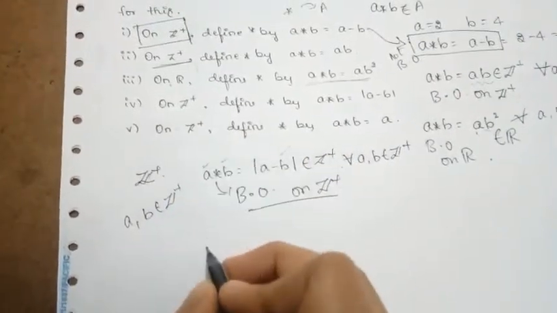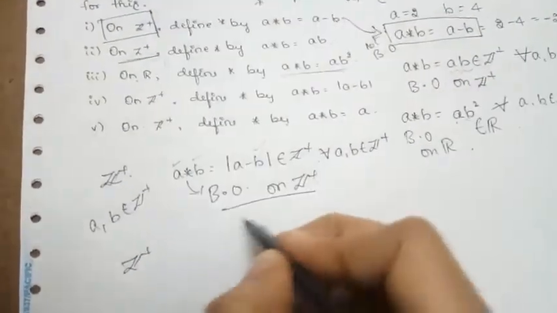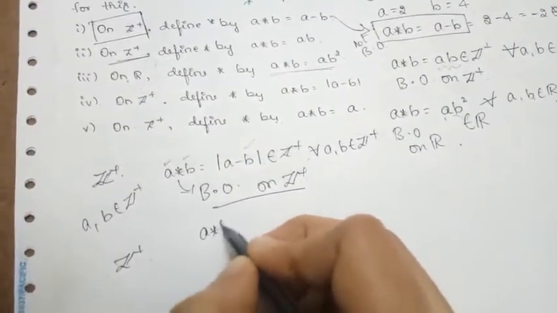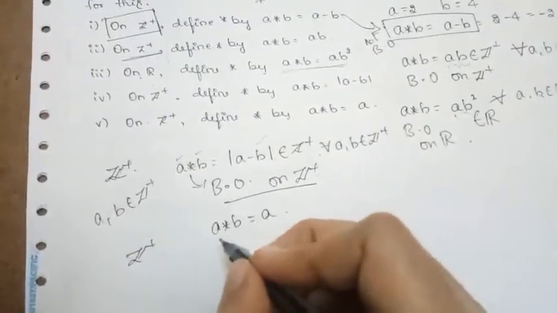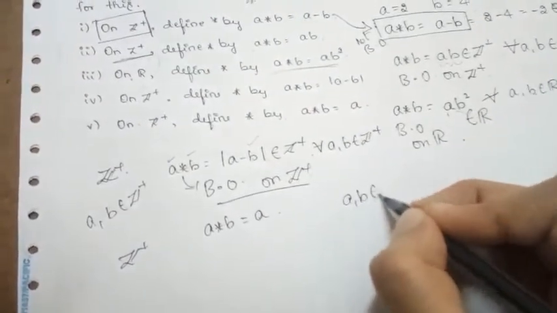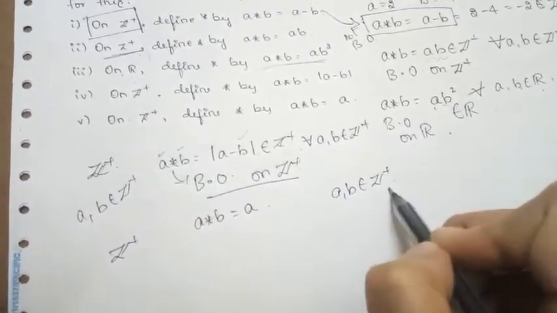So the next is, again, defined upon the set of positive integers. And how is it defined? It is defined as a star b is equal to a. So here we are taking a and b from the set of positive integers. So both are belonging to the set of positive integers.